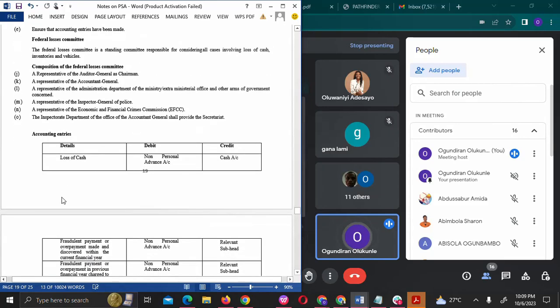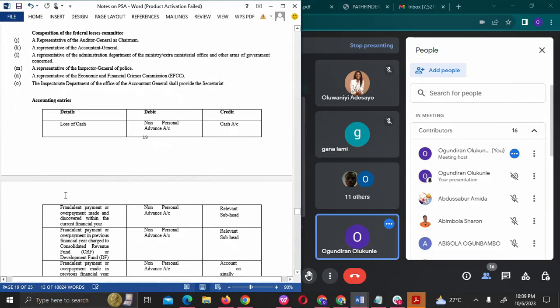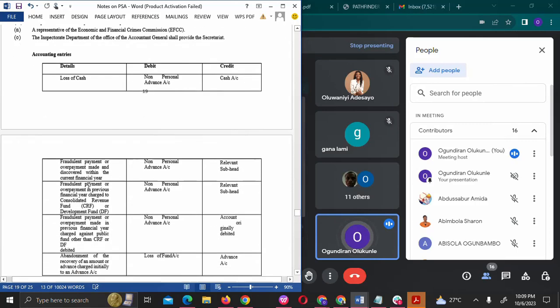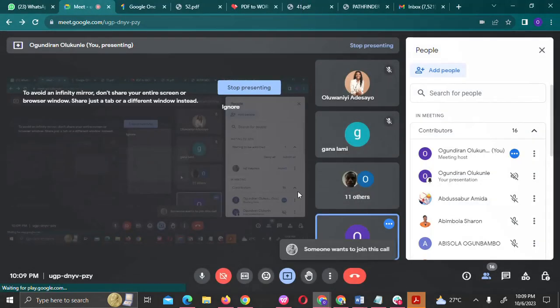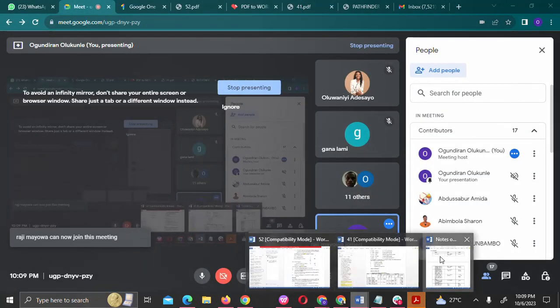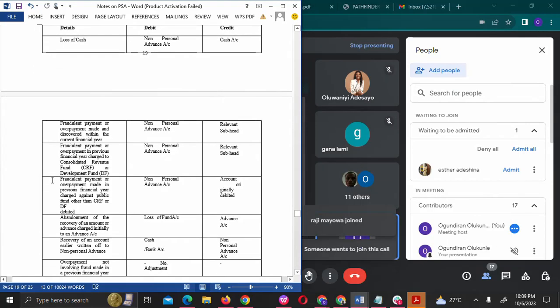The accounting entry for loss of cash is debit non-personal advance account and credit cash account. For fraudulent payments, you debit non-personal advance account and credit relevant subhead account. Also, for fraudulent payments or overpayments made in a previous financial year charged against public fund other than CRF or development fund, you debit the non-personal advance account and credit the account originally debited, right?